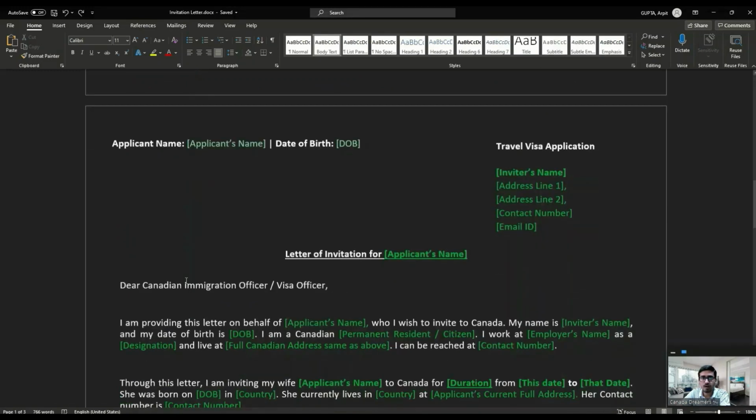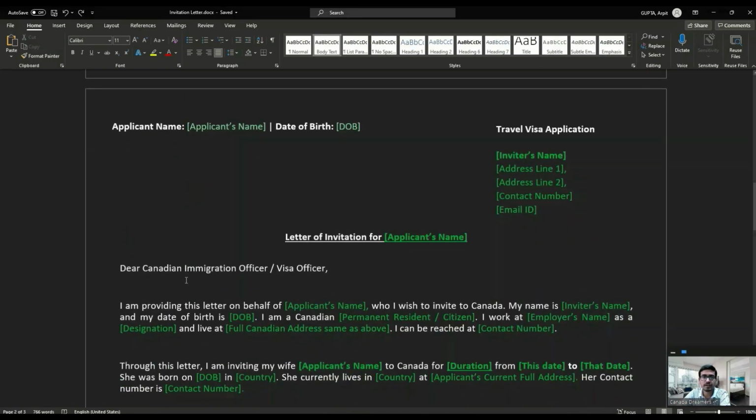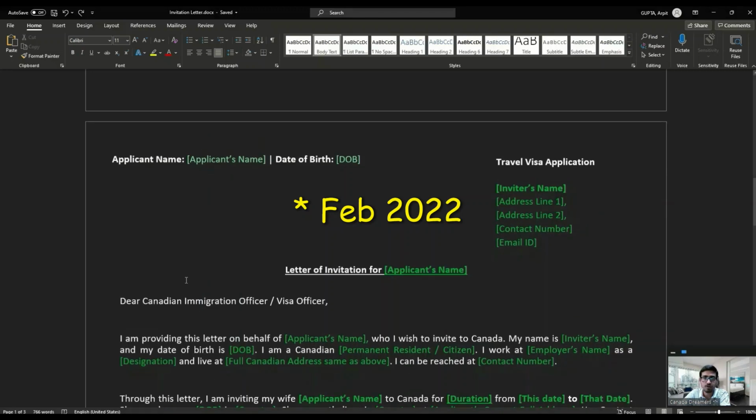And below I have the second format. So this is the second format of the invitation letter which I drafted in February 2021. This was my second TRV application, which was approved in just 4 days. So if I look at it now, this looks much better than the previous one. Headers are the same, and the difference is that I addressed this letter to IRCC directly on behalf of my wife.